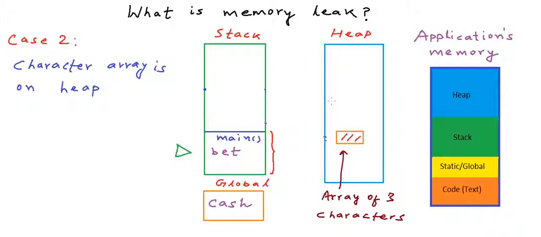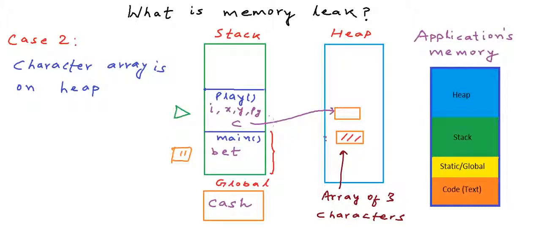And think about it, we will make multiple calls to play function as we play multiple rounds of our game, and in each call to play we will create one such memory block on the heap that will lie unreferenced and unused when the call to play function finishes. If we play our game 100 rounds, then we will have 100 such unreferenced and unused memory blocks of 3 characters in the heap.